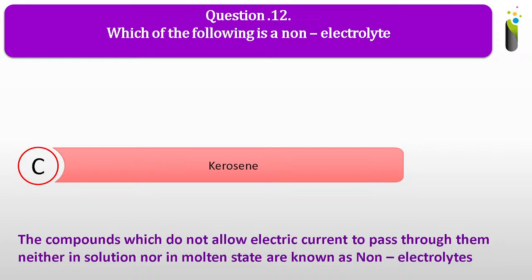Correct Arushi Shah, correct Reshma S. Perfect answer. The compounds which do not allow the electric current to pass through them, neither in solution nor in molten state, are known as non-electrolytes. Correct Kanak Kapil, you are also right.